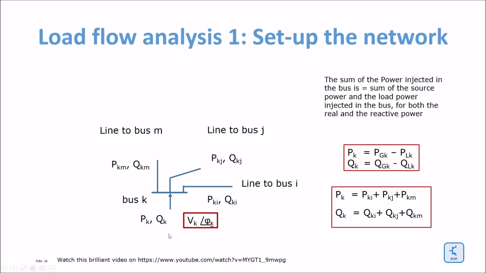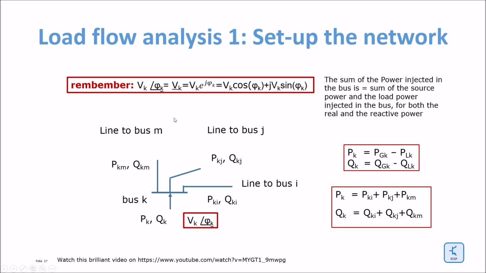What we want to know now for this bus number K is the voltage at the bus and the phase angle phi k at this very bus. Just remember that this representation here is just another way of writing the vector Vk underlined, which is the same as the absolute value Vk times e to the power of j phi k, which is then Vk times cosine phi k plus j Vk times sine phi k. So this is a complex number.